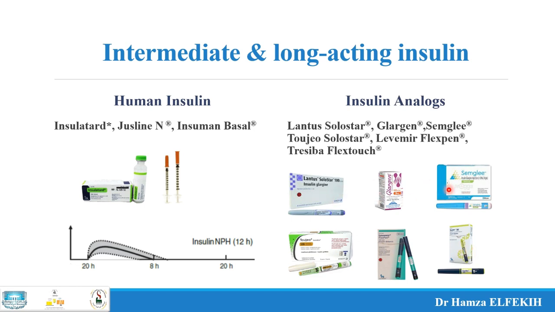So for these three types, it can go from 20 to 24 hours with insulin Glargine U300, and Tresiba or Degludec, up to 36 hours. With Levemir, it depends on the dose, from 8 to 24 hours.